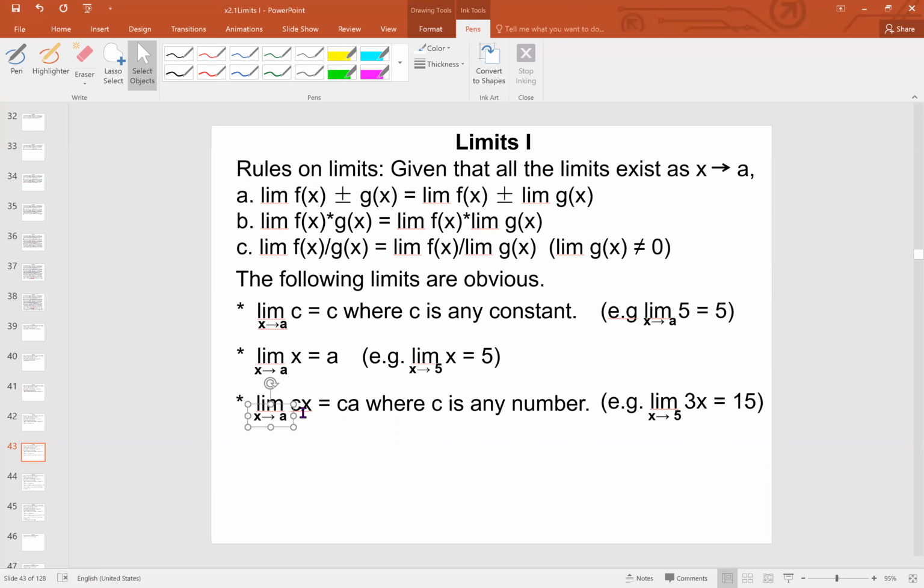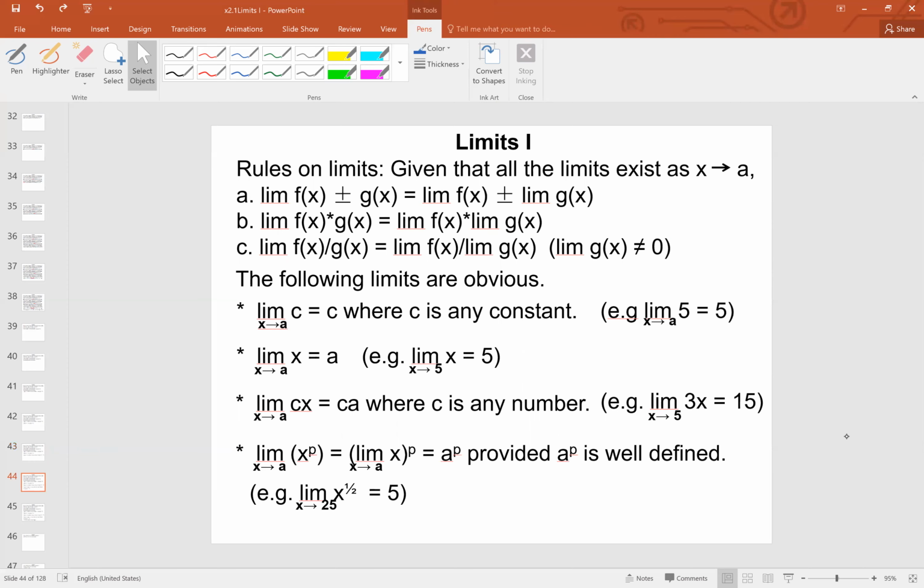If I multiply x by a constant, and x gets closer and closer to the number a, then the result will be just that constant c multiplied by the limit. In other words, the constant can be pulled out. I can calculate the limit and then multiply the result by the constant. Like here, I don't have to worry about the 3 first. Let me calculate the limit of x, which is 5. 3 times 5 is 15, so it's 15. That's the line of reasoning, right?